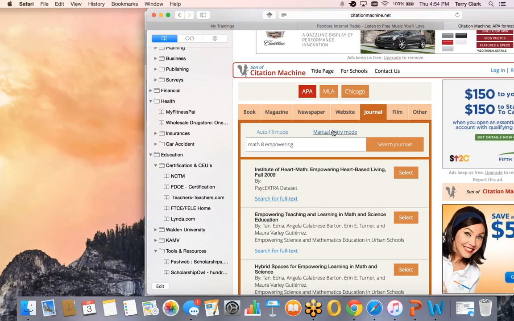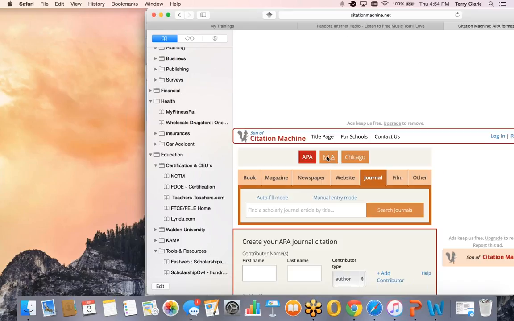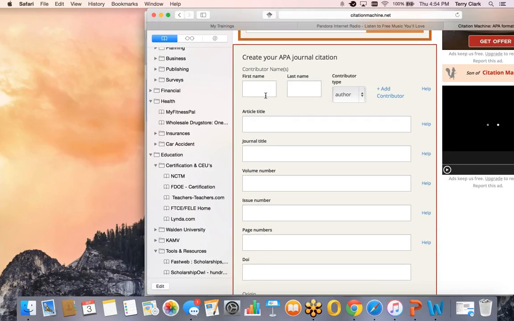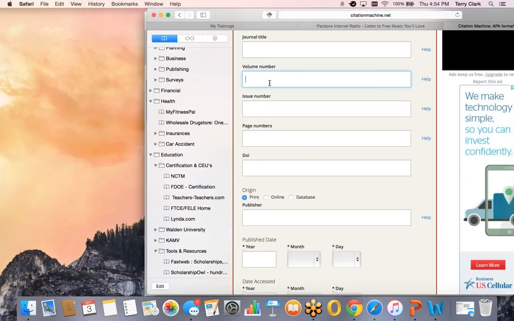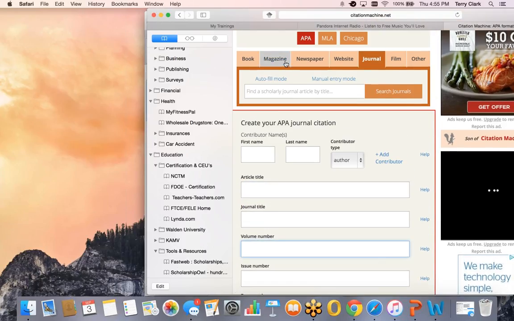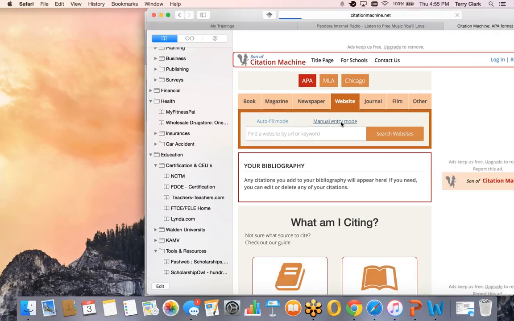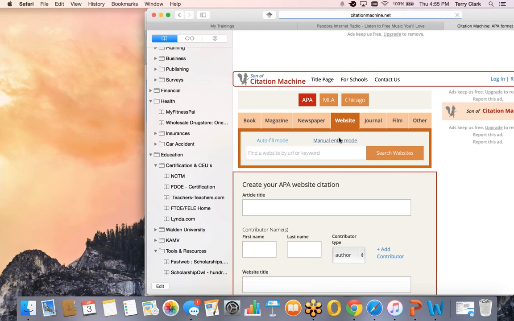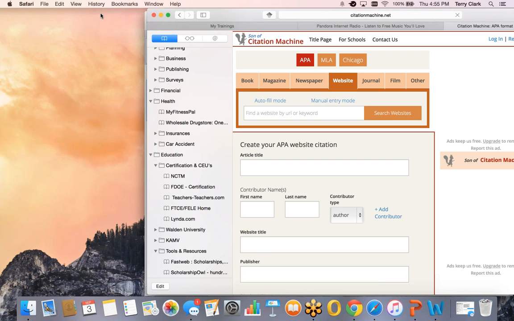If I want to manually enter the stuff in, I'll just go to manual like that, and then I just have to put the name of the author right in here, and the article title, volume, all that kind of stuff. If it's a website, I just click the website like that and do manual mode and enter my information here. Okay, and so that'll help you out.